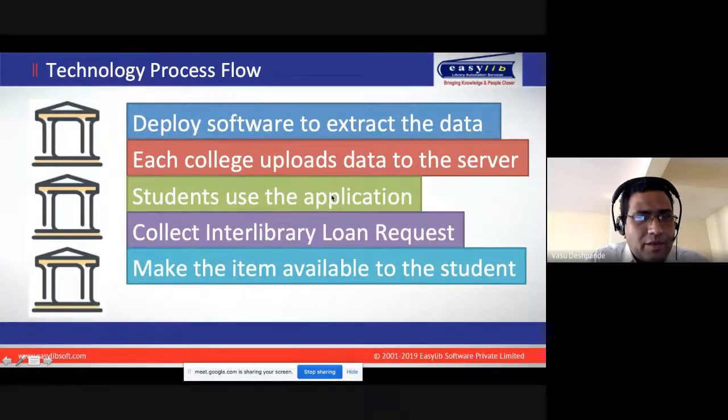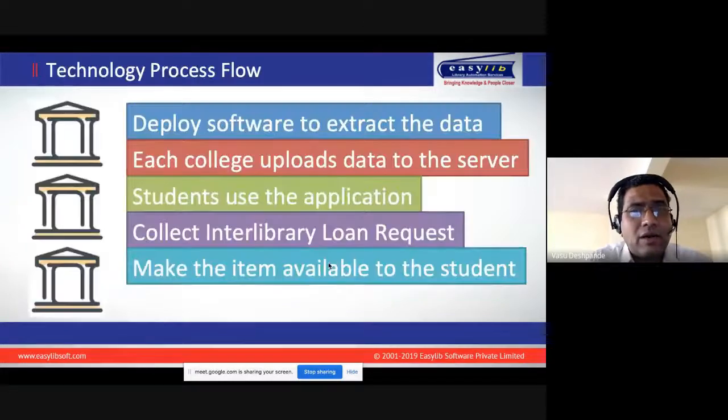Students use the application. Now in that application, there should be an interlibrary loan request. Then you make sure that you have the manual arrangement to ship that book. If it is an electronic copy, fine, you share it. If it is the physical book, you send it by post, or if it happens to be the same town, he can come and borrow it, right? So that's the last step. It's very, very simple.